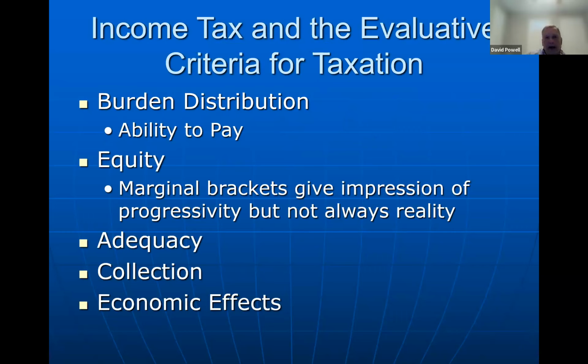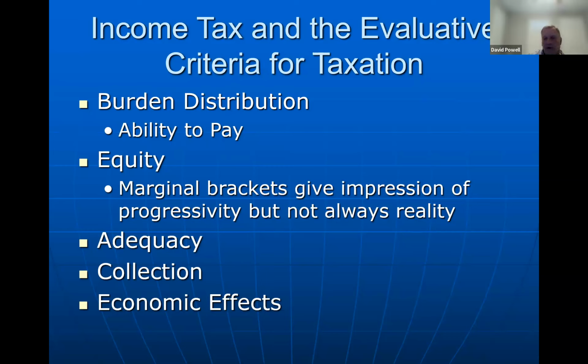So to kind of sum up income taxes in terms of our 5 evaluative criteria, in terms of burden distribution, obviously it's very much an ability to pay tax. We gauge someone's ability to pay by their adjusted gross income. In terms of equity and fairness, the graduated marginal tax brackets provide us with the impression of progressivity. And to some degree, it is a progressive type of tax. But because of all the myriad of loopholes in the tax code, sometimes that's not the reality. And we've all heard the stories of billionaires who pay less in tax burden than the people who work in their offices.